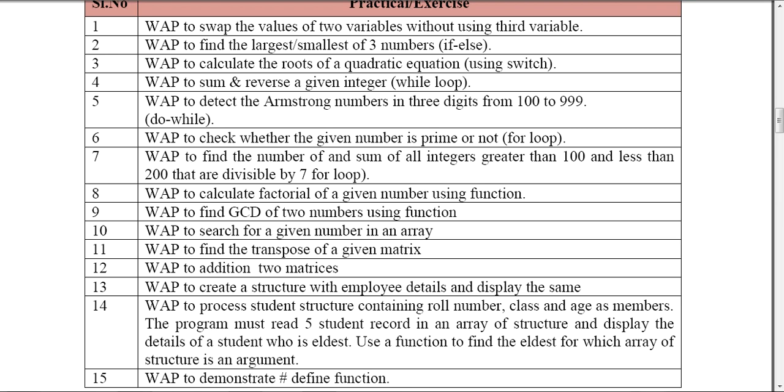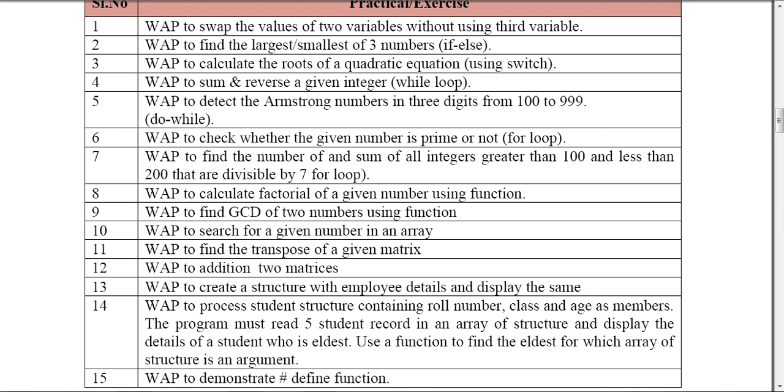Use a function to find the eldest for which array of structure is an argument. And finally, the last experiment of this series or in this lab is we have to write a C program to demonstrate hash defined function. So we will learn how to write the C programs for each of these problem definitions.